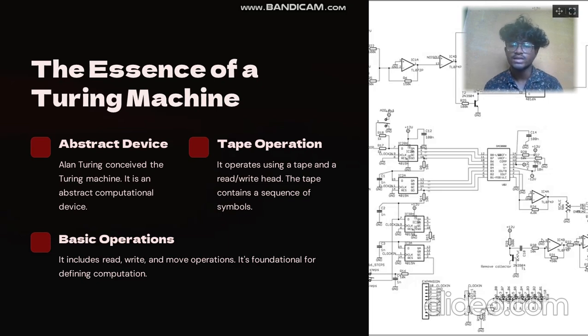Next we are going to see the tape operation. It operates using a tape and a read/write head, and the tape contains a sequence of symbols which will be helpful for the head to read or write. The third one is basic operations, which include read, write, and move operations. These are basic and foundational for defining computation, which is our theory of computation (TOC).